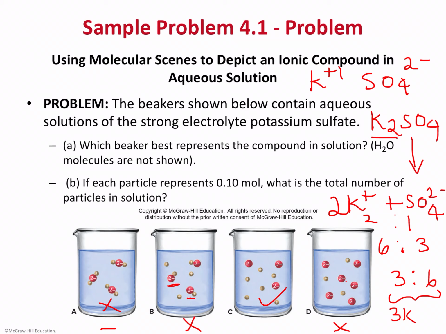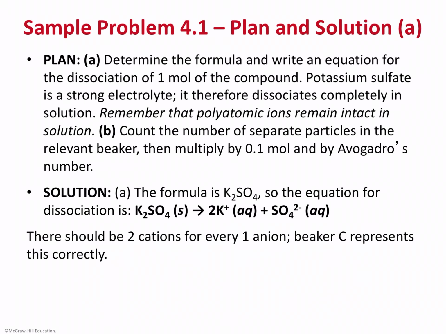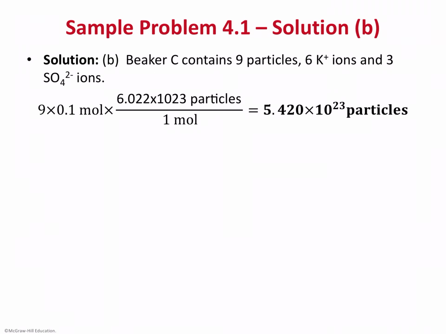And then there was one more question that we need to answer. If each particle represents 0.1 moles, what is the total number of particles in solution? Each particle represents 0.1 mole. So each one is 0.1, 0.1, 0.1, 0.1, 0.1, 0.1, 0.1, 0.1, 0.1. So there are 9 particles altogether. So if you have 9 particles, what's the amount going to be? 0.9 moles. Easy, right?